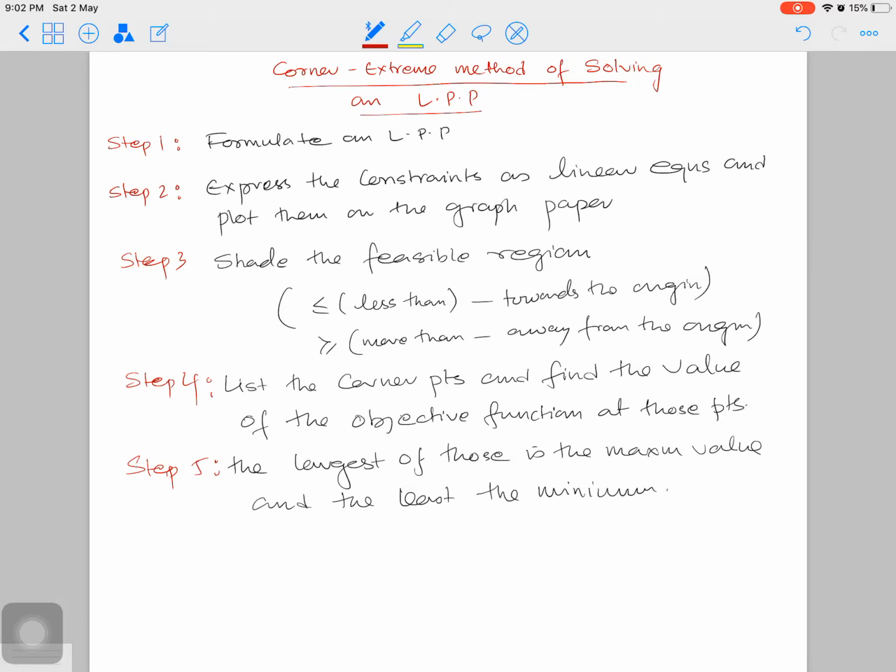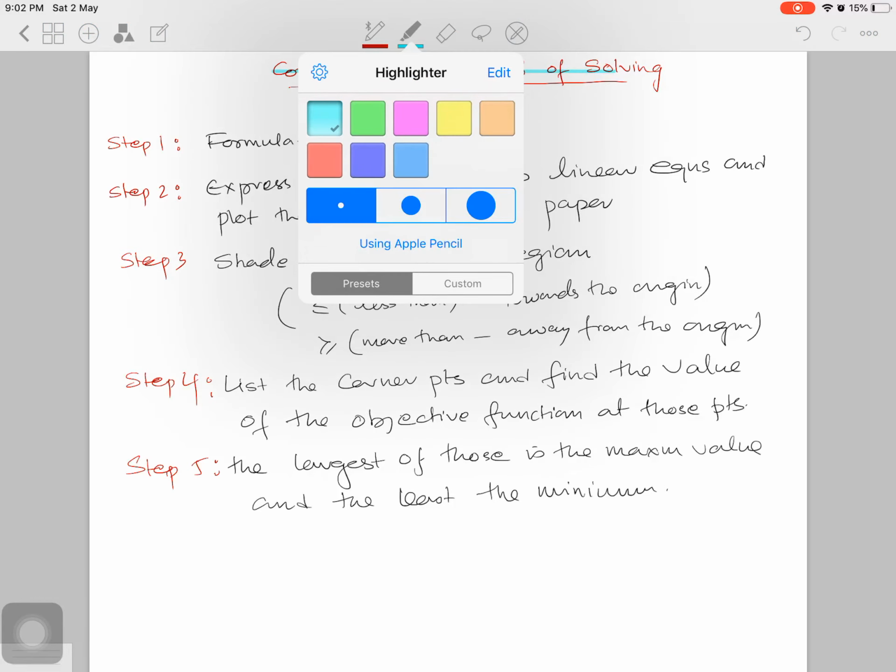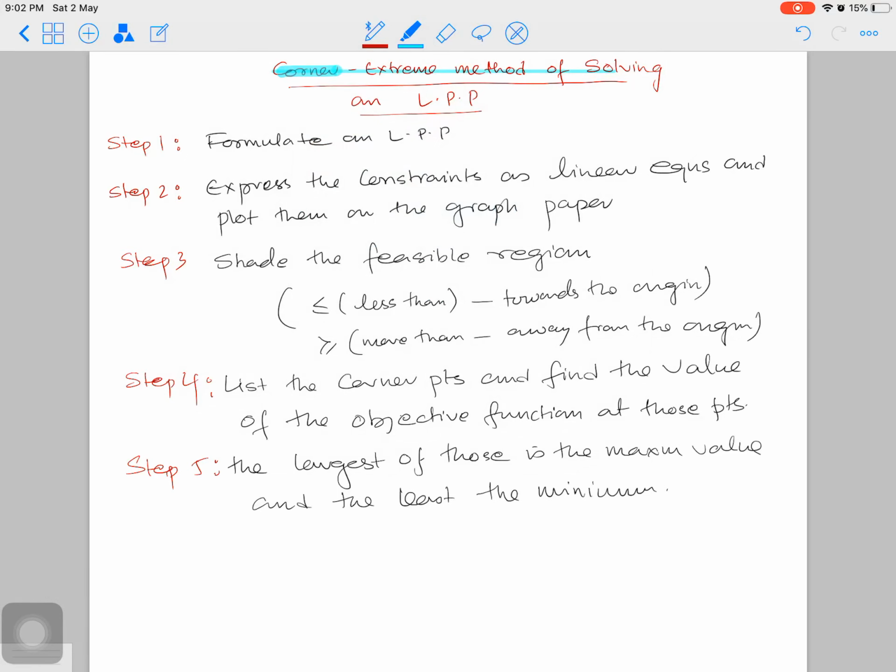Okay, let us finally now learn how to solve an LPP. The method for solving an LPP is called the corner extreme method, the corner extreme method of solving an LPP. So what is this corner extreme method? Let's see this step by step.